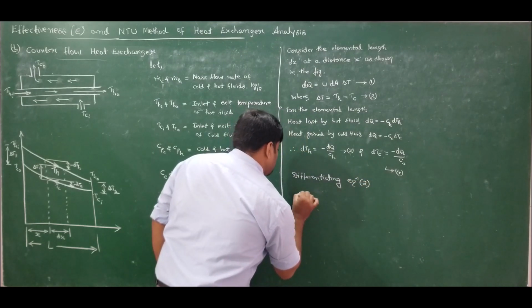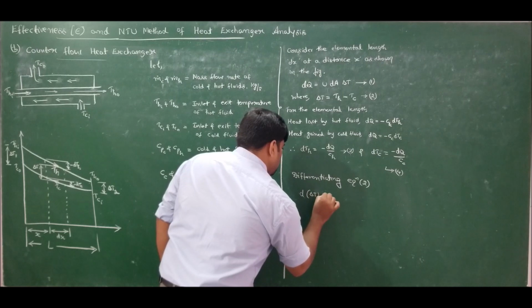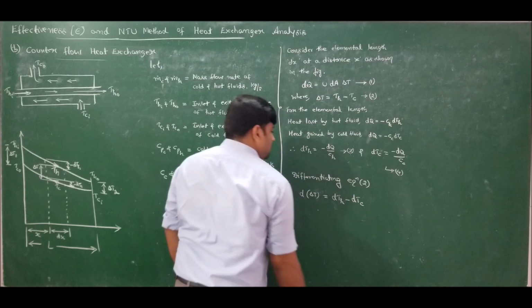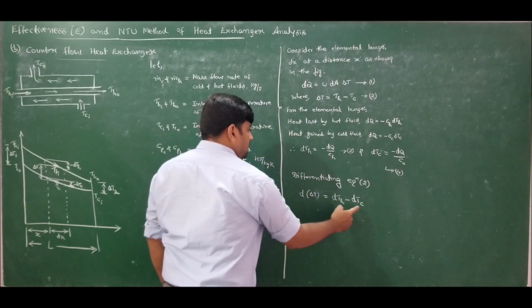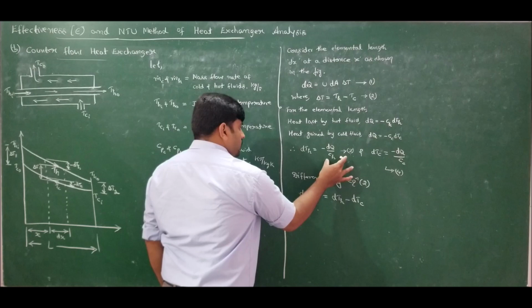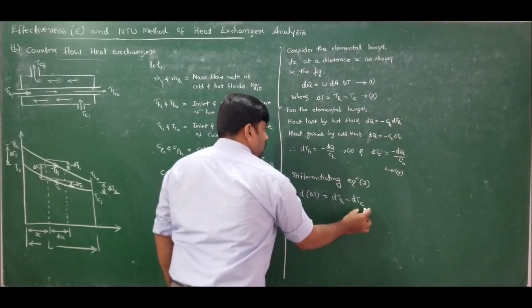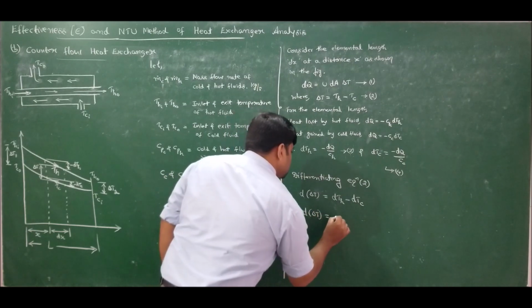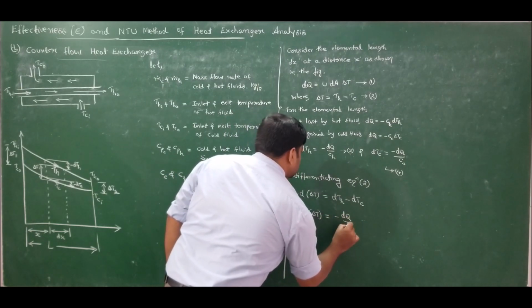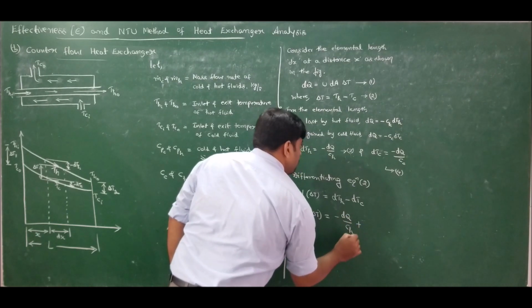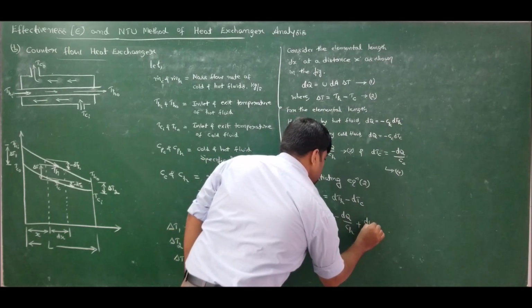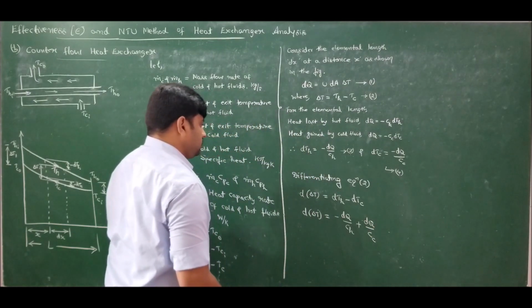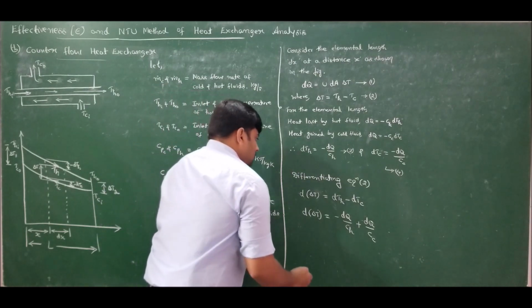If I differentiate equation 2, d of delta T is equal to dTh minus dTc. Now substitute the value of dTh and dTc from equation 3 and 4. From equation 3 dTh, from equation 4 dTc. So what I will get? d of delta T is equal to minus dq by Ch. Minus of minus is plus dq by Cc.